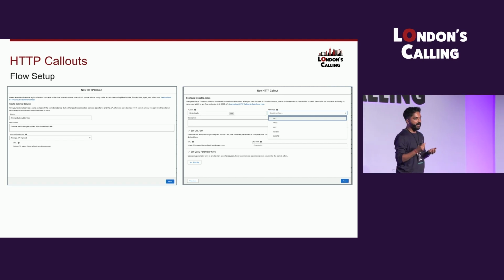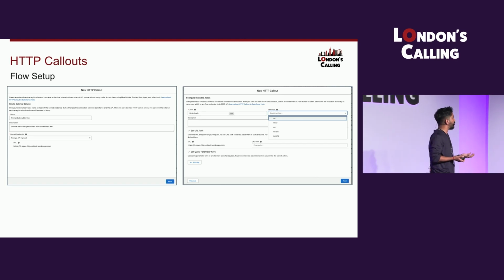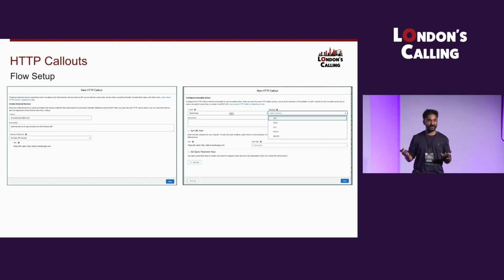So you pick based upon what your callout is going to do, and in our example, we're going to do a GET, making a callout to one of the Trailhead's endpoints, and we're going to get a few animals which the endpoint is going to be returning to us.